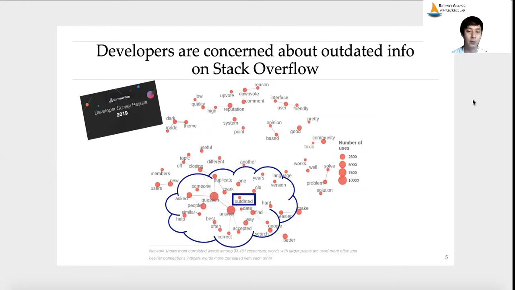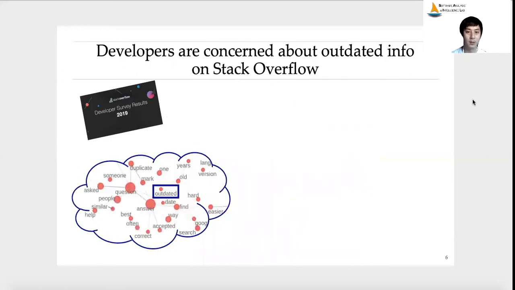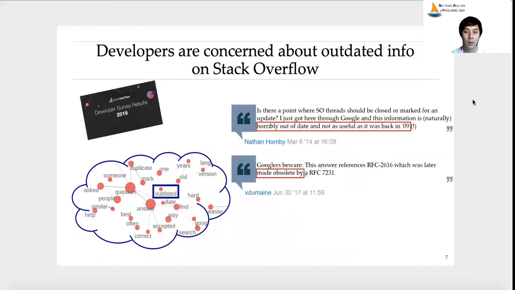Every year, Stack Overflow conducts a user survey. And in this plot, I showed that users are concerned about the outdated information. In addition, people are also discussing how the answers become obsolete by commenting.